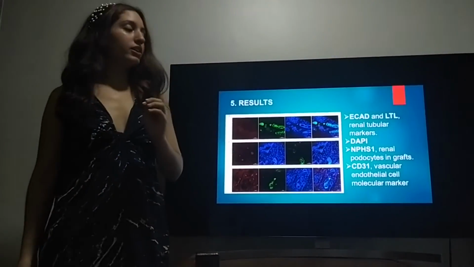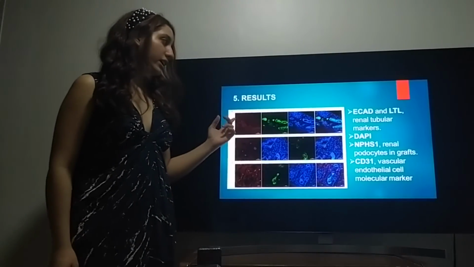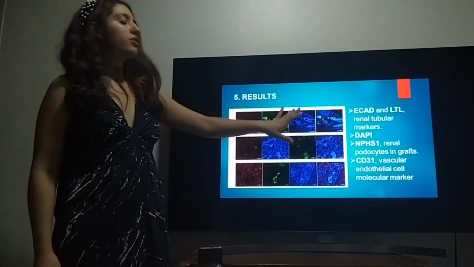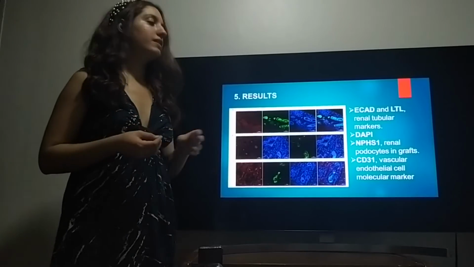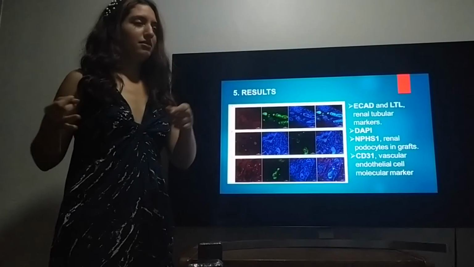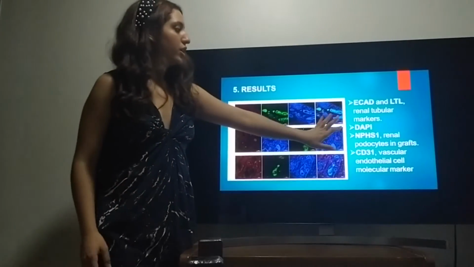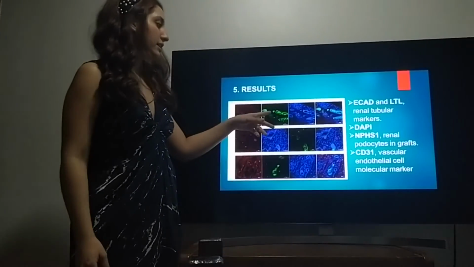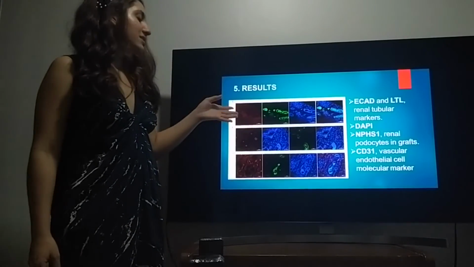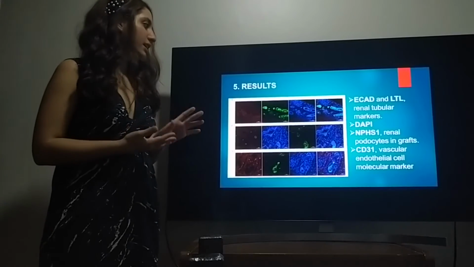Here they are evaluating again the tubular markers. So you can see here the ECAD, the LTL, and DAPI. Here, remember, the DAPI binds to the adenine and the thymine. And here you can see in the merge it results like the LTL, and you can see a little bit of the red because there is not too much ECAD in it.